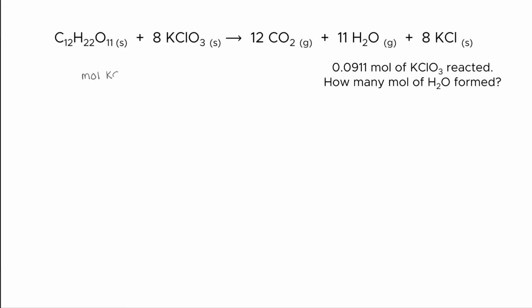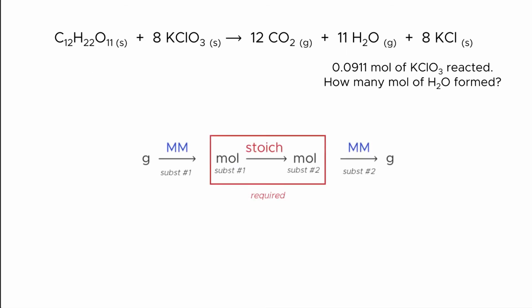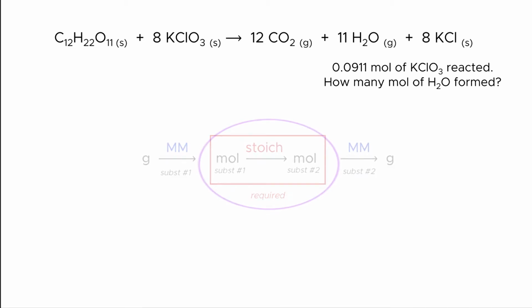In our first example, we are given 0.0911 moles of potassium chlorate and are asked to calculate moles of water. This means that KClO3 is substance 1 and water is substance 2. Neither substance refers to grams, so we don't need any molar masses here. It's only the stoichiometry step, and this stoich step will compare these two substances, KClO3 and H2O.